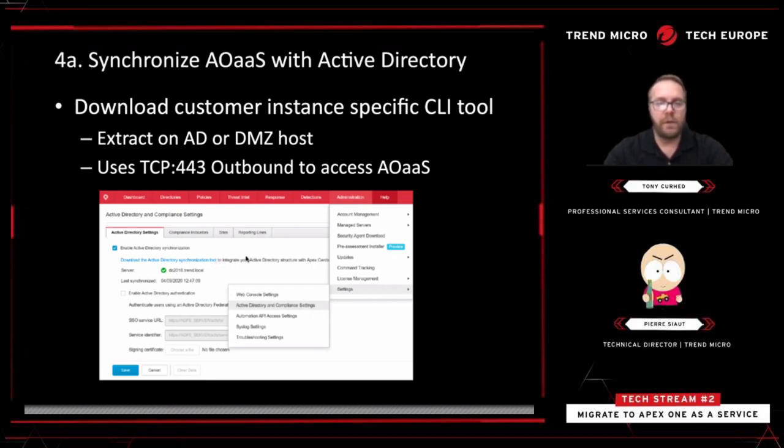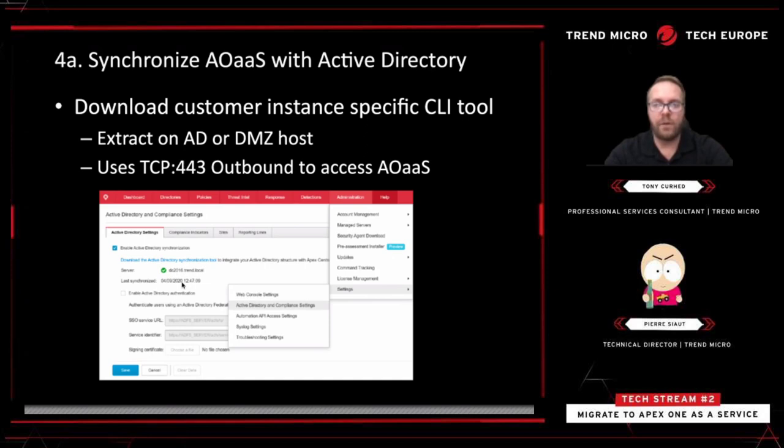What you do with that tool, which is in a zip file, is download it on the Active Directory directly or some other host which can connect to Active Directory and also connect to Apex One as a Service. All connections from this tool are outbound TCP 443 port, secured access. When the tool works, we can see here a green light from the domain controller I was using, and the last synchronization time.